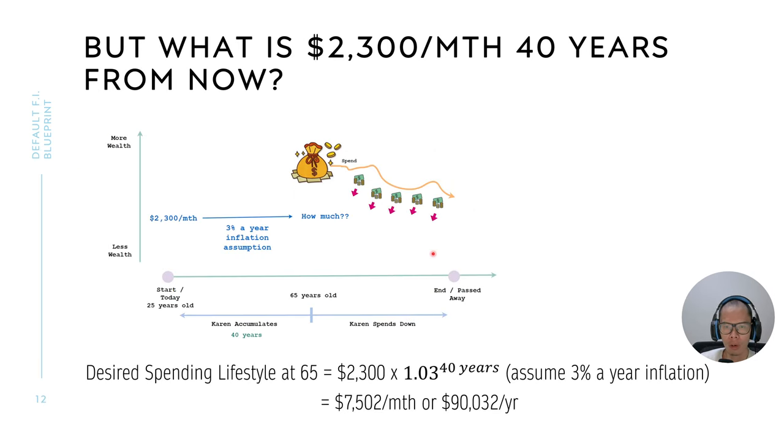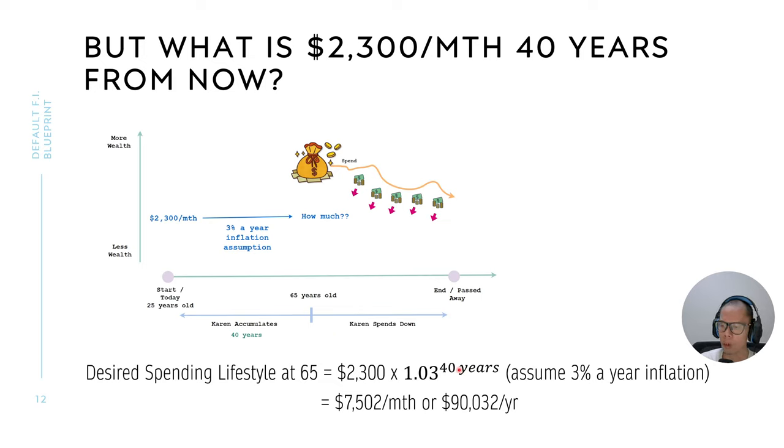So the question is, today it costs 2,300 a month. How do you find out, if you're planning, the milestone is 65 years old, that's when you officially retire, how much is 2,300 in 40 years' time? Because this is 40 years. We can have a standard or conservative inflation assumption, 3% a year. The formula is something like that. You take this 2,300, then you multiply 1.03, which is roughly 103%, to the power of 40 years, because you're accumulating for 40 years.